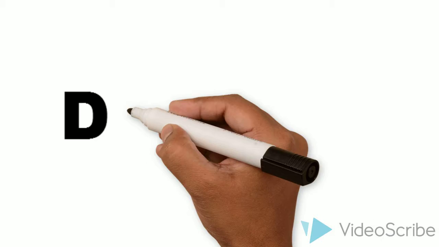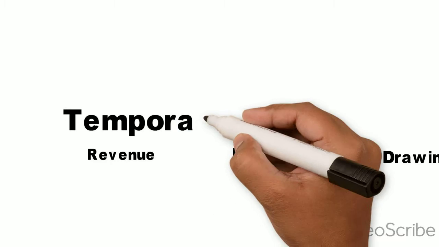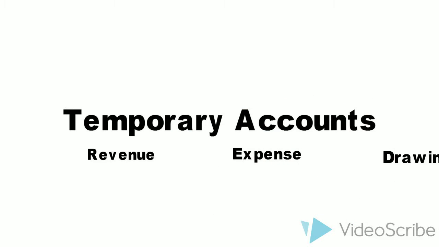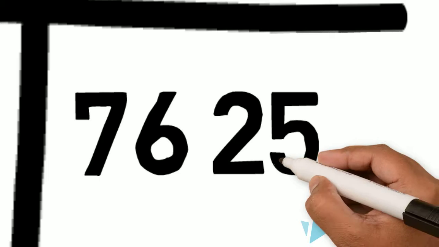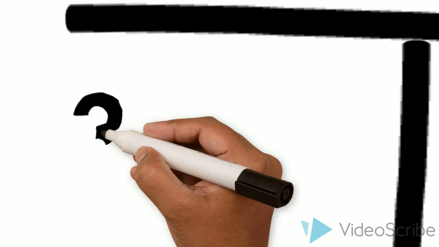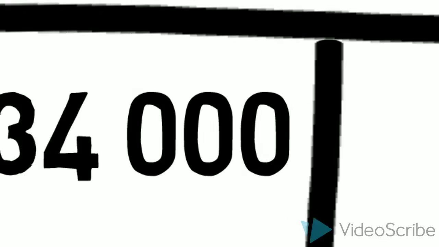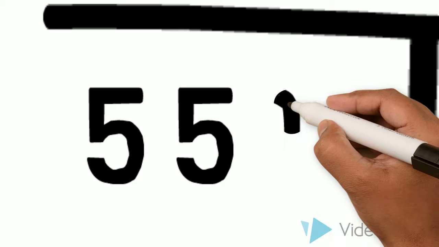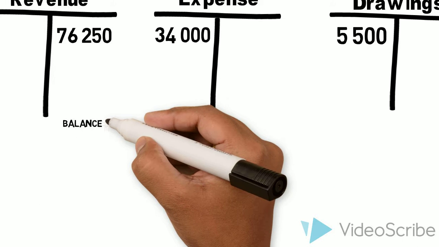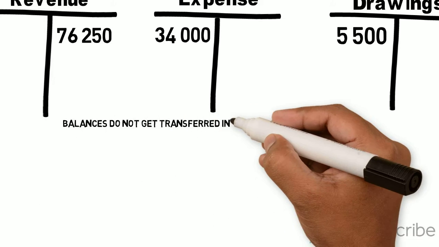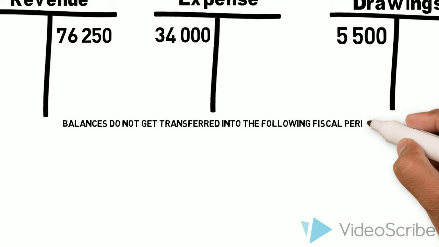The accounts revenue, expenses, and drawings are all temporary accounts and must have a balance of zero at the beginning of the fiscal period. These accounts have not been closed and the amounts are for the current fiscal period. The revenue account is credited and the amount put into that account is $76,250. The expense account is debited and the amount put into that account is $34,000. The drawings account is debited and the amount put into this account is $5,500.